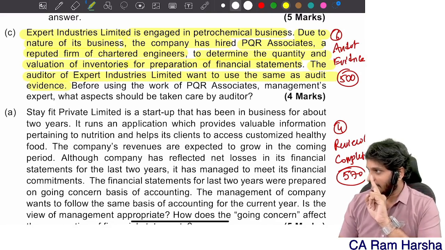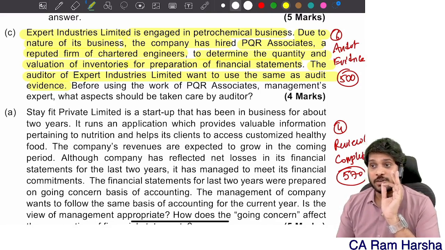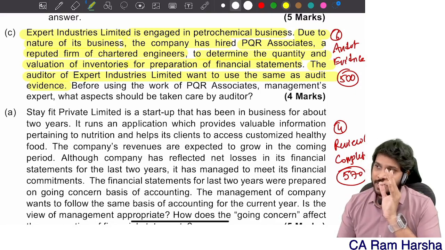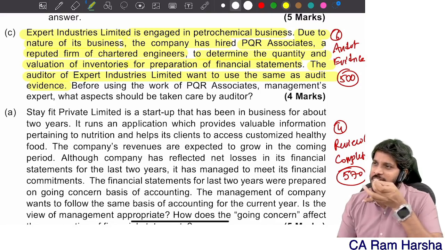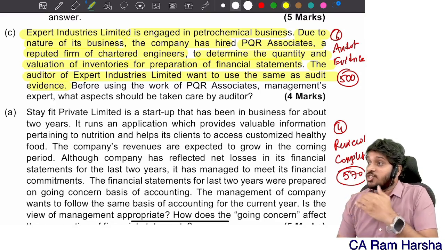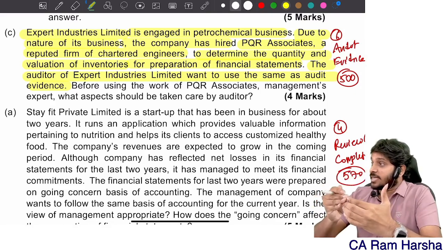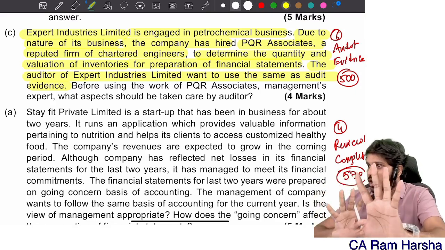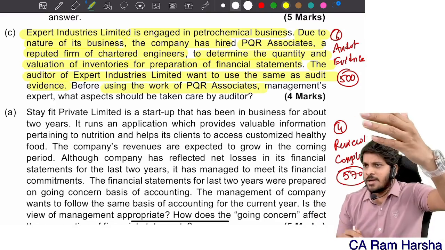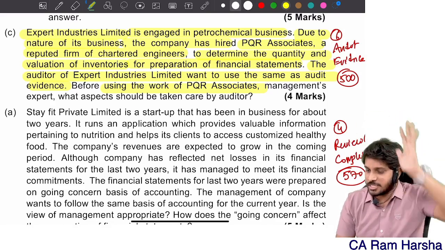Management expert here. In the audit evidence chapter, what are the sources of evidences? Inside that we have 2 points: evidences created by a management expert and evidence provided by the management. When we are using evidences that are prepared by a management expert, we should evaluate his competence, independence, objectivity, whether the expert is subject to performance of professional standards, all that we will see. Before using the work of PQR, here PQR Associates is what? Expert, management expert, whose work in that field is used by management for preparing financial statements.